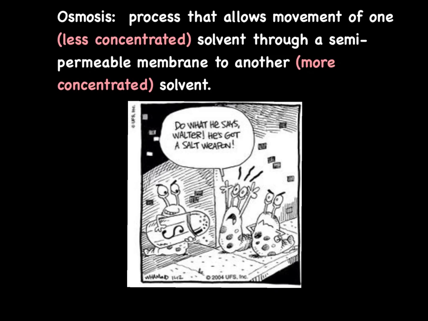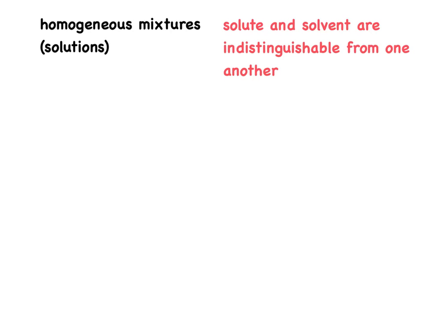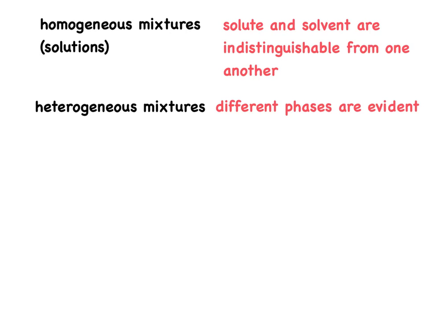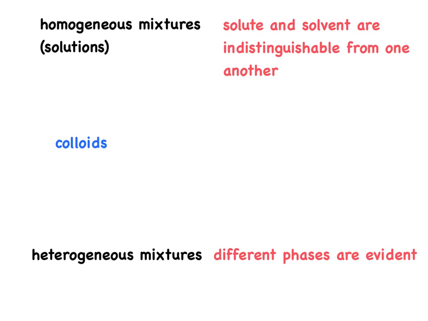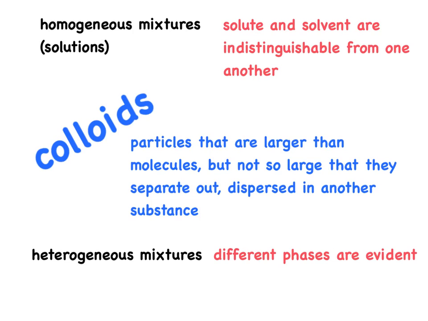Snails are people too. So we've talked about solutions being homogeneous mixtures. They appear to be uniform throughout because the solute and the solvent are indistinguishable from one another, as opposed to heterogeneous mixtures, where it's very easy to see the different phases that are present. But in between these two, we have colloids. Colloids are particles that are larger than molecules, but not so large that they would separate out of the solution, dispersed in another substance.